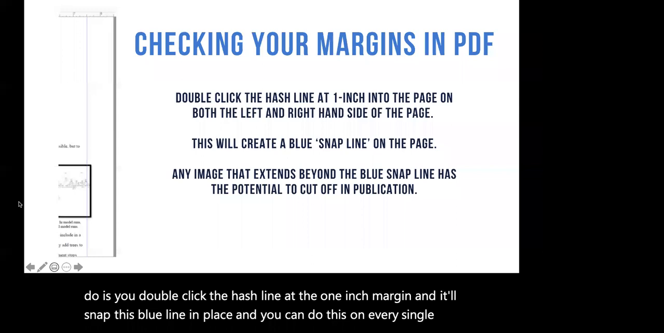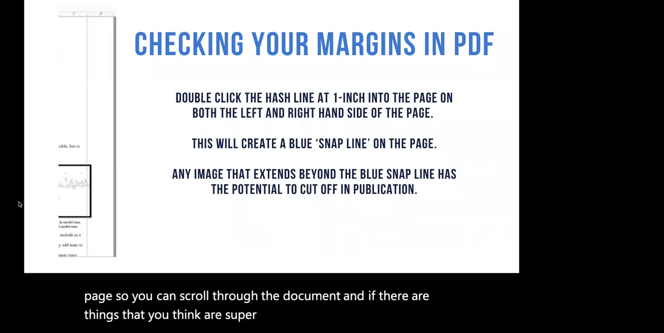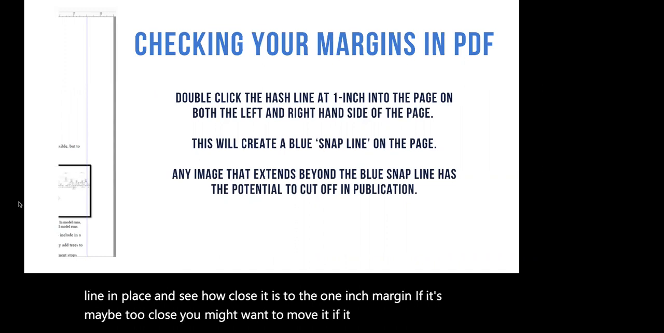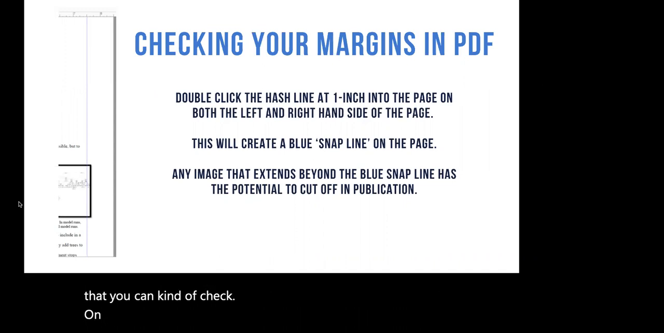So you could scroll through the document. And if there are things that you think are super close to cutting off, snap that blue line in place and see how close it is to the 1-inch margin. If it's maybe too close, you might want to move it. If it runs off, obviously you're going to need to fix it. But this is just a good way that you can kind of check on those margins before you submit as well.